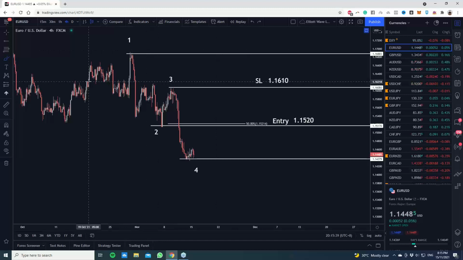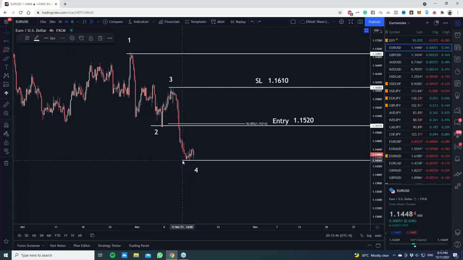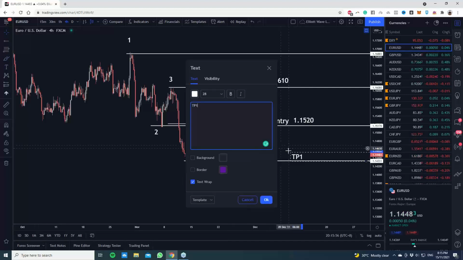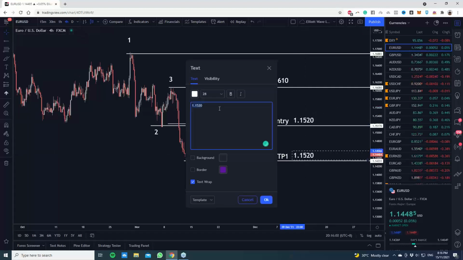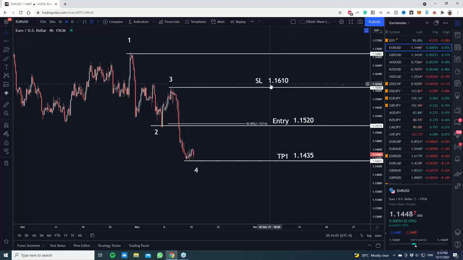Now, how do we set our target? Over here, of course, you can utilize the simplest way, which is just to look at 0.4 for your take profit 1. In this case, you can set this as TP1, your first target, and the price point would then be somewhere around 1.1435 if I were to round a little bit. Now, in this case, your risk reward is somewhat about 1:1, because we're entering at a halfway point, right? 50% Fib. So that's about 1:1.